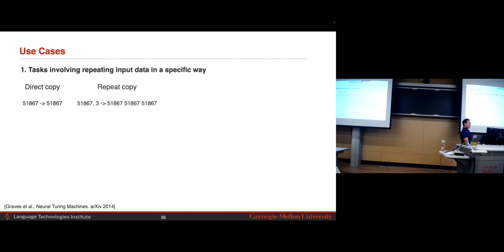Repeat copy: I give you a sequence of numbers, 5, 1, 8, 6, 7, and I give you the number of times I want you to repeat those numbers. You have to repeat those multiple times, right? So this requires even more memory than just directly copying.